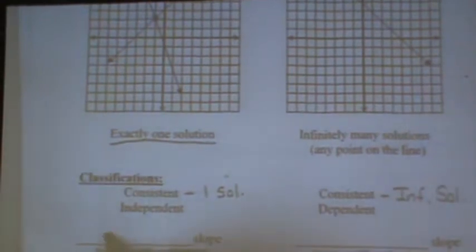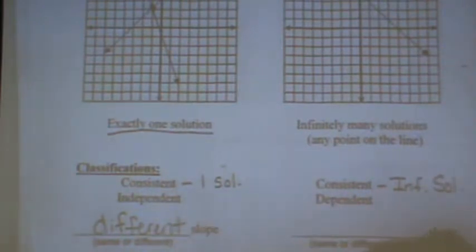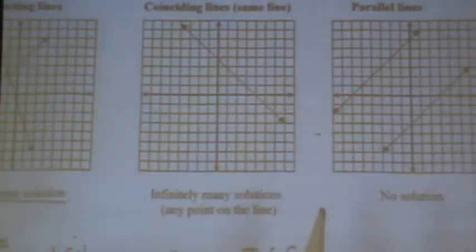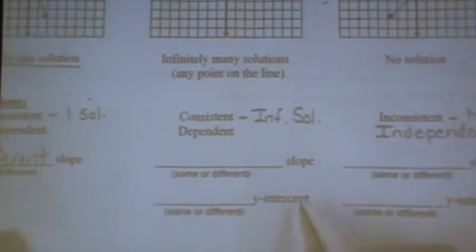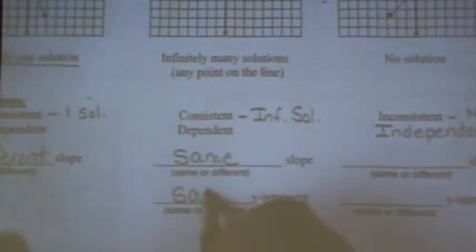All right, now let's talk about the slopes and the y-intercepts of these three cases. In this case, can you describe their slopes? Are they the same or different? They're going to be different. One's positive and one's negative. So the slopes are going to be different if it's one solution, and their y-intercepts will be different also. On this one, if they are the same line, what do you think their slope and their y-intercepts are going to be? The same. It's the same line. So look for the same slope, same y-intercept, and then it's infinite solutions.